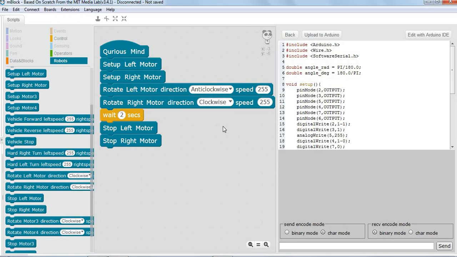And that is the most important thing about vehicle programming. Though both the motors are moving in a forward direction, in terms of clockwise and anti-clockwise, for the right motor forward is clockwise, for the left motor forward is anti-clockwise. And so this code is going to move our vehicle forward for 2 seconds and then stop.